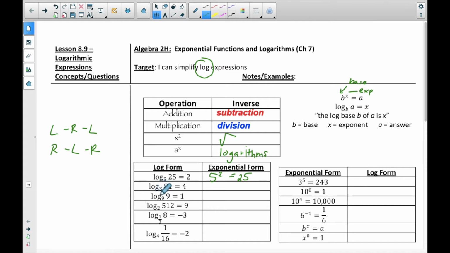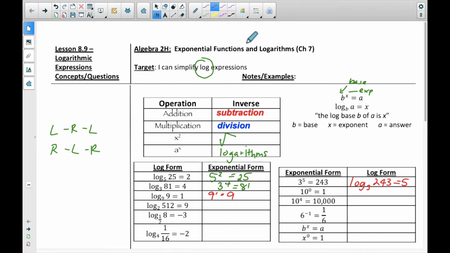All right, how about 3? Log base 3 of 81 is 4. Okay, then we start with our 3 and we say 3 to the fourth is 81. We're going to keep going. Left, right, left. 9 to the first is 9. Now, we're going to do some more of these, but if you look at the other table, we also will be going the other way. And so, for instance, 3 to the fifth is 243. The way we would write that as a log is we would say log base 3 of 243 is 5. So once again, we go left, right, left.